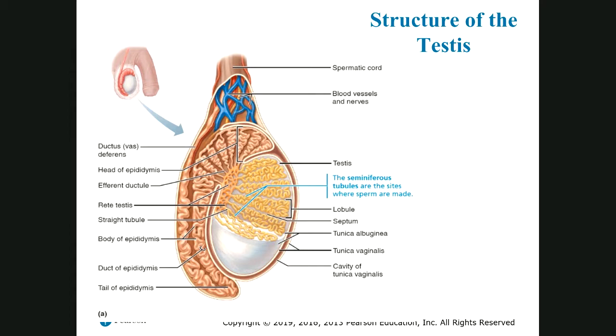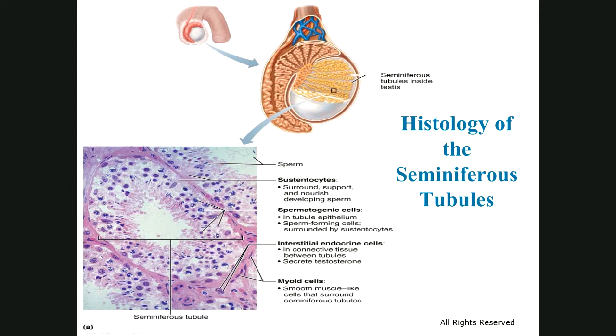So now let's look at them. We are going to focus on those seminiferous tubules, on their histology. The tubules consist of thick stratified epithelium surrounding a central lumen filled with fluid. And we have four important types of cells. We have the sustentocytes, the sustentacular cells, that are large. If you look at their histology, they look columnar. So they are large columnar cells that act as supporting cells and play a role in sperm formation.